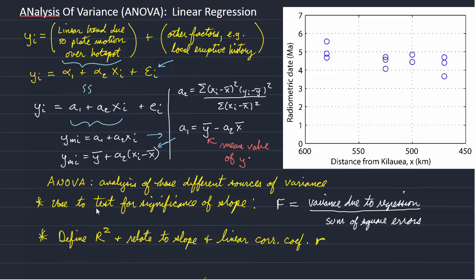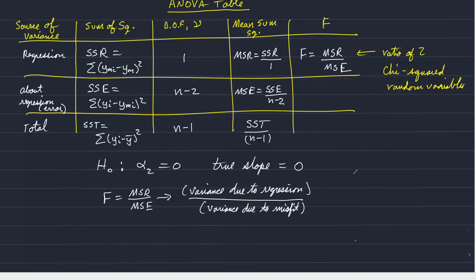So I've just shown you how to use ANOVA for linear regression to test for significance of slope. Now let's go to the second goal, to define what R2 is and how it relates to slope, as well as the correlation coefficient. So R squared is another important ratio, which is the sum of square residual due to regression divided by the total sum of square residual, or total sum of square variance. And this gives the fraction of the total variance due to the regression.